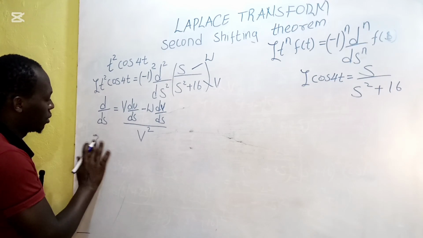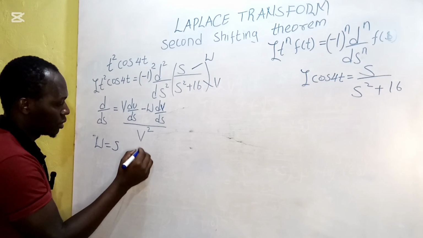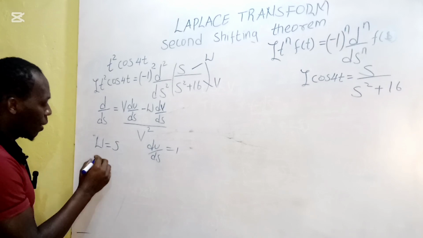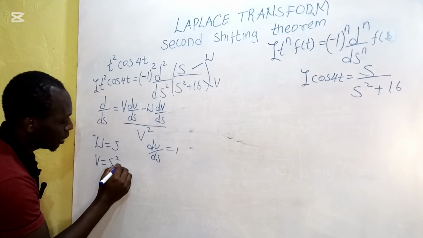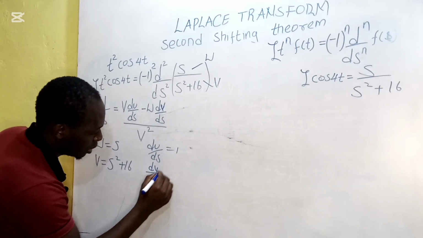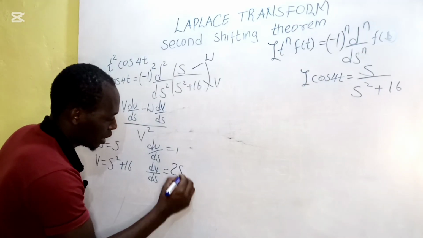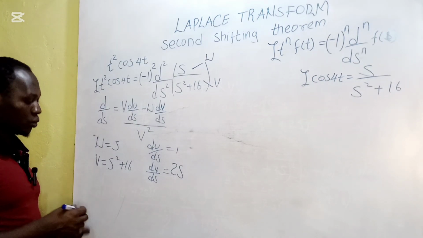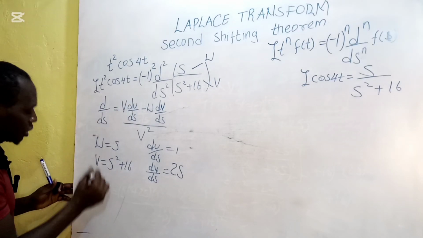Our u will be equal to s. Our du with respect to ds is equal to 1. Our v, from here we are going to have s squared plus 16. Our dv with respect to ds is going to be equal to the differential of our function here, 2s. Here we are going to have 0. Let us now get into our working, because we have all the parameters that we need.